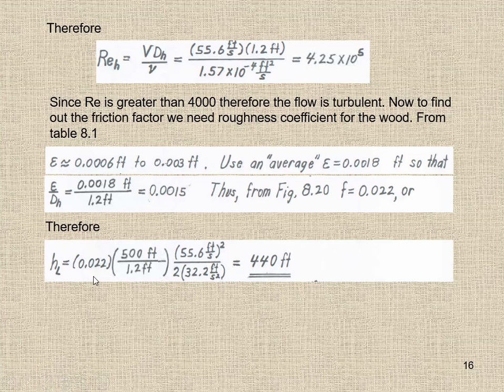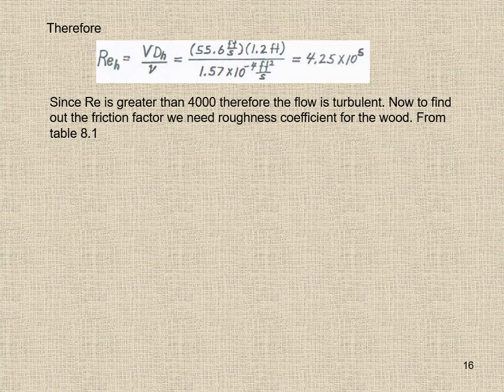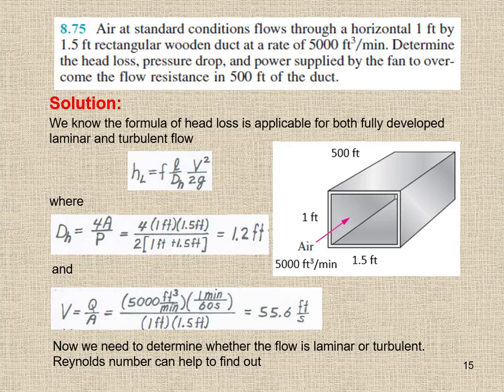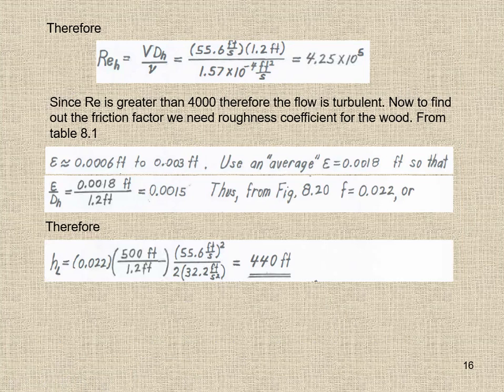So what is the formula of the head loss that we have written at the beginning of the problem? This is the head loss formula we have written. Everything is known, F is known. So we have substituted the values, and the head loss we finally got is 440 feet. Head loss is too much.